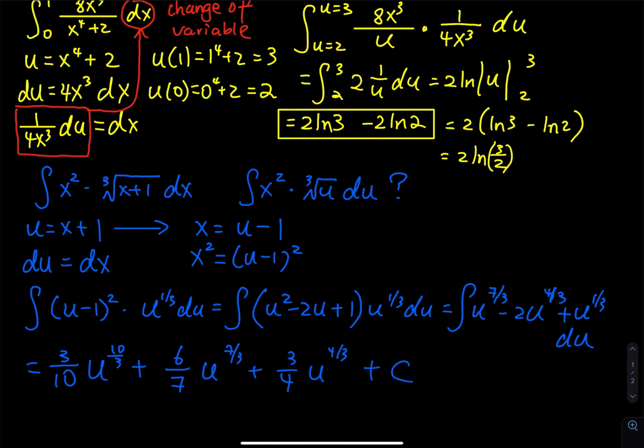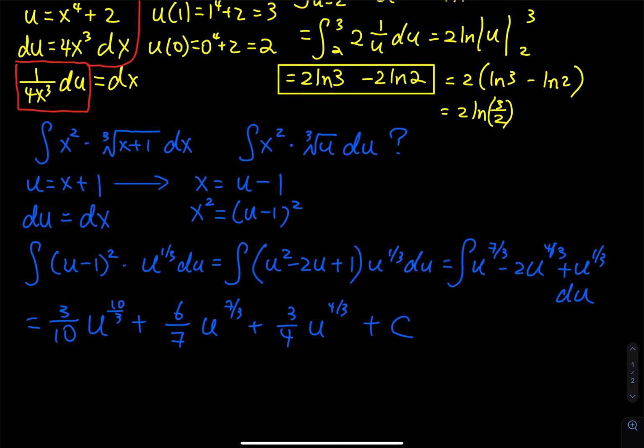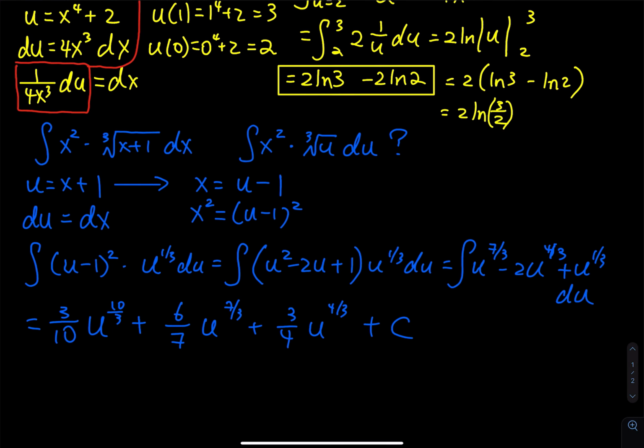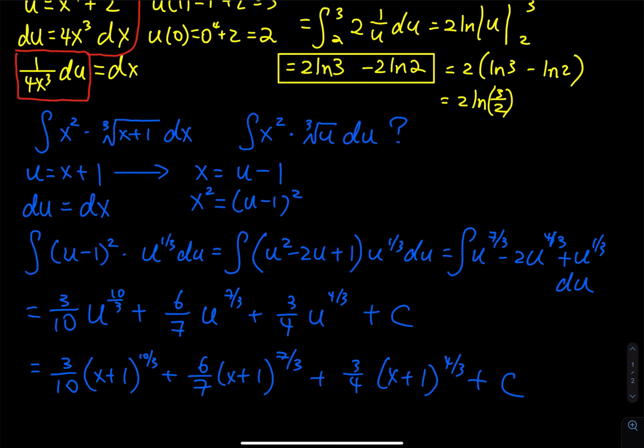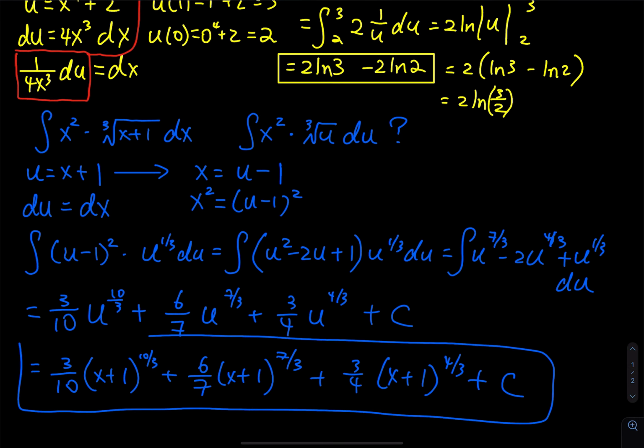Of course, this is not done. We have to put this back to x. We let u equal x plus 1. So we have 3/10, and then you put the x back, so this is x plus 1 to the 10/3, plus 6/7 times x plus 1 to the 7/3, and then plus 3/4 times x plus 1 to the 4/3. Don't forget to add the c at the end. And then this is your final answer.